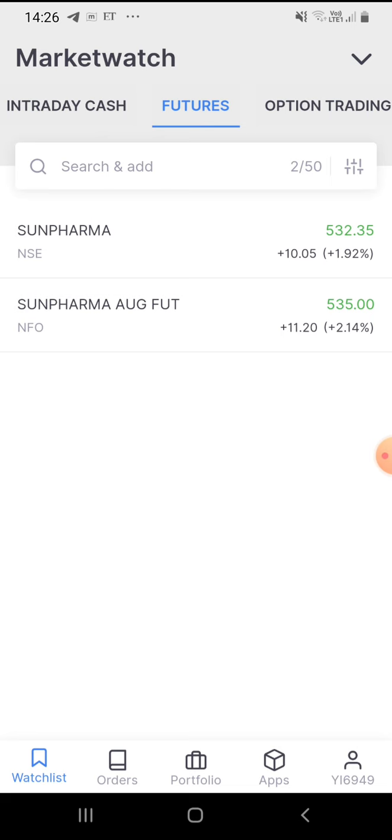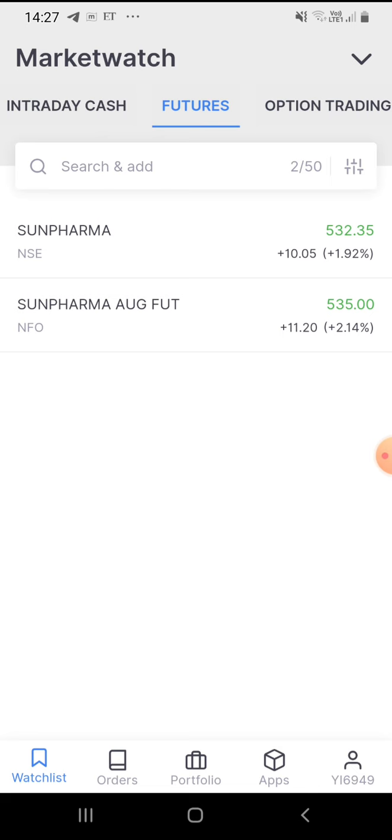Okay, so the real value of Sun Pharma is what? 535. Okay, if we are thinking that we have two kinds of options in the market, one is the call option, note it down, and one is the put option. As we just discussed, in intraday cash and futures, if we are thinking that the share will go up, what will we do? Yes, we will buy, right? If we think the market will go up, we will buy the shares.